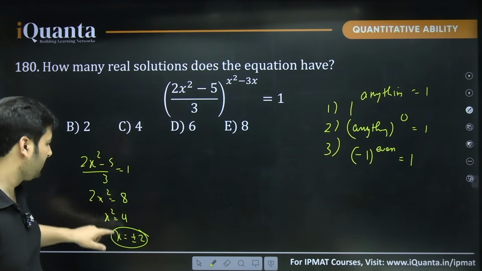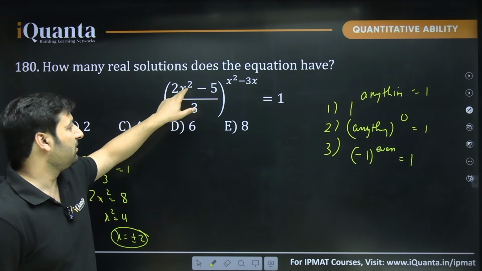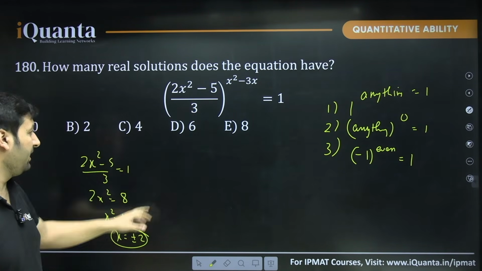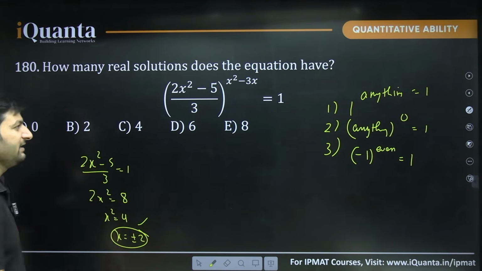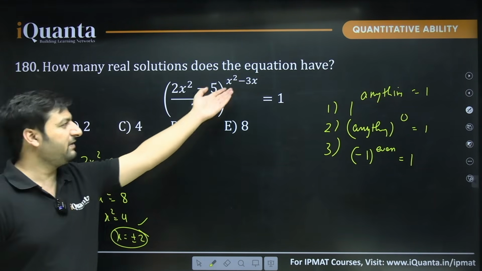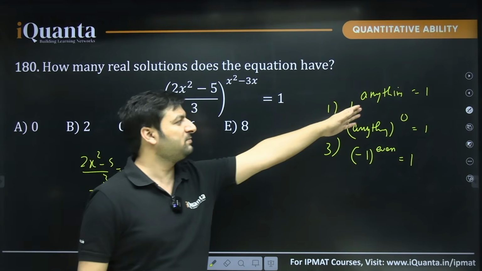These 2 values of x, plus minus 2, should satisfy here, okay? What happens if you put 2 here? This is (8 minus 5)/3. Both of them will satisfy, isn't it? For these 2 values of x, we don't need to care about the power because the power can be anything.